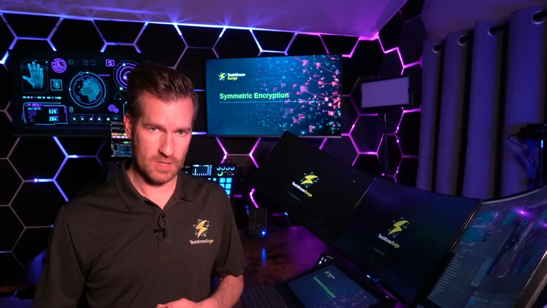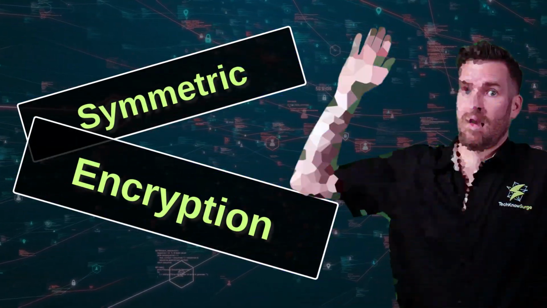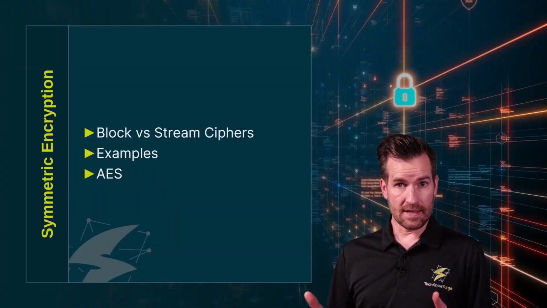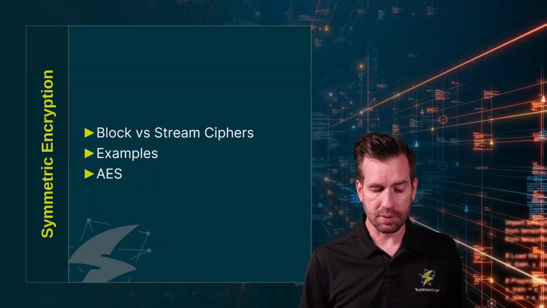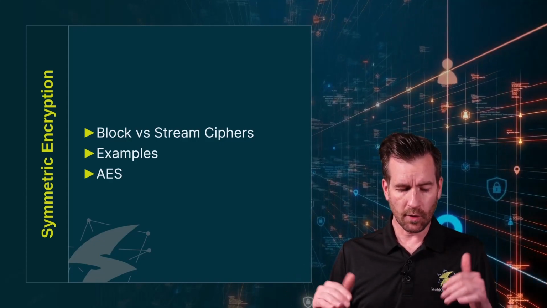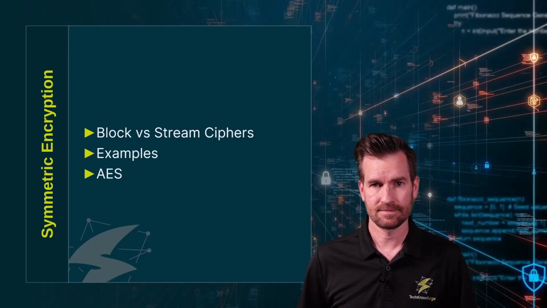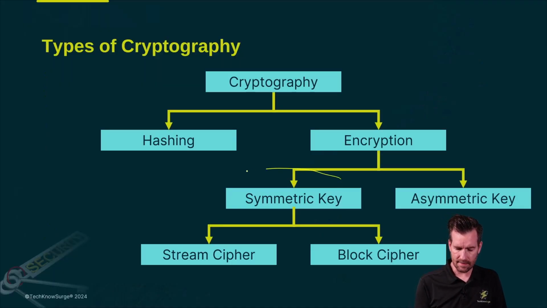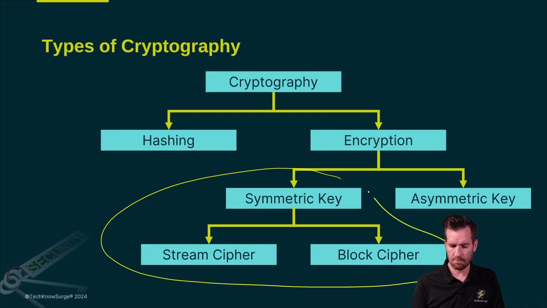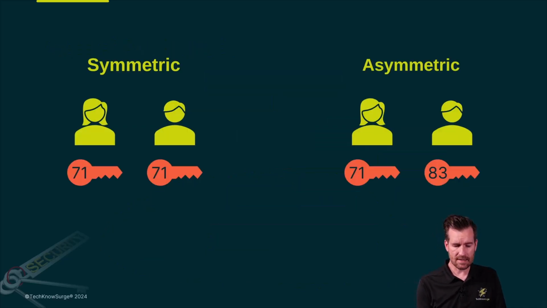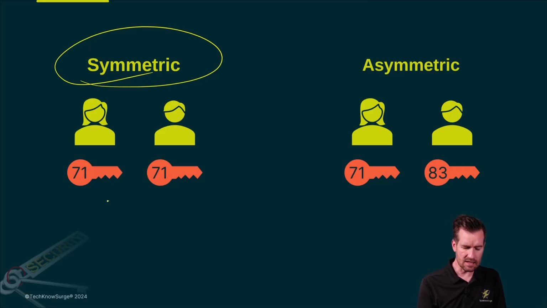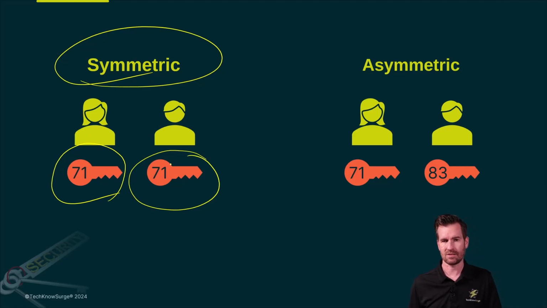So in this video, let's get into symmetric encryption. We're going to start out by talking about block versus stream ciphers. Then we're going to get into some examples, and we'll finish it off by talking about AES. So what we're going to be covering in this video is symmetric key, stream ciphers, and block ciphers. And when we say symmetric, remember what we're saying is that the keys to encrypt the message are the same as the keys to decrypt that message.